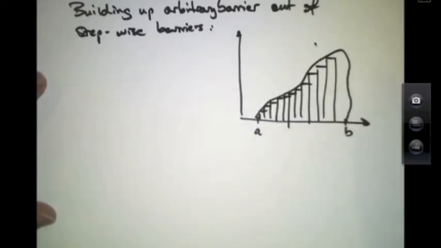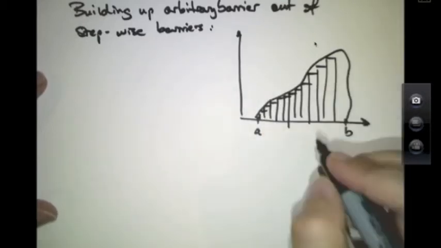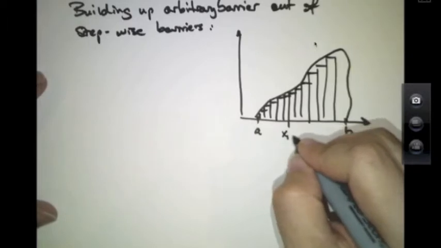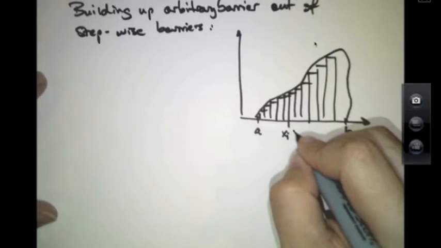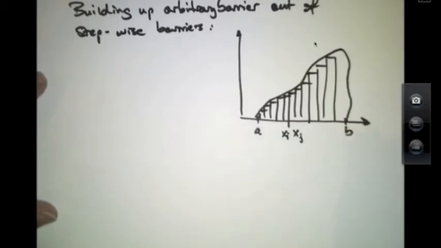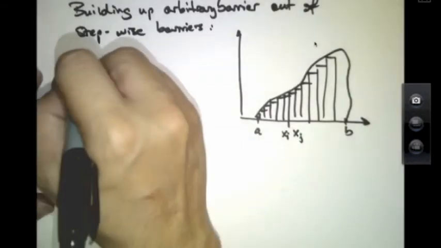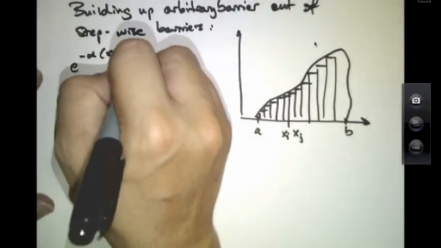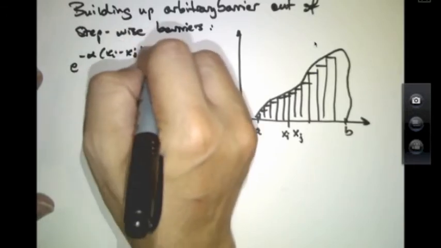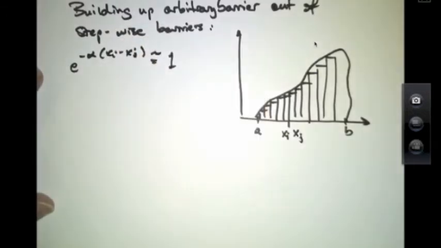with a series of stepwise potential barriers, each with a beginning coordinate xi and ending coordinate xj. In this case, e to the minus alpha (xi minus xj), that's approximately equal to 1 because xi and xj are so close to each other.